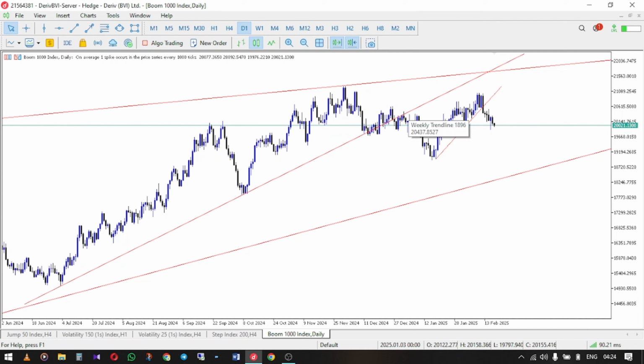Broken this line which serves as support, broken this line, almost retested this line here, but it didn't. Also, it has broken the second trend line inside the channel, right? So we have two trend lines inside the channel. It has broken it, but it hasn't supported it yet.